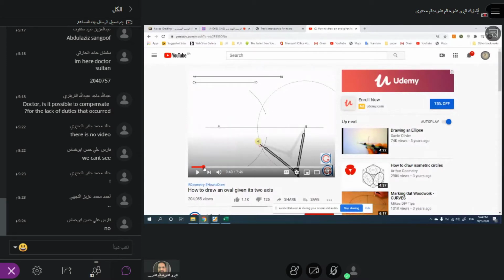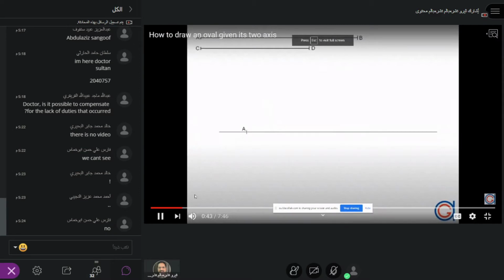So the first thing we do, first we draw the major and minor axis. Very simple. Actually, AB is the major axis, CD is the minor axis. You know what the major axis and minor axis are, right? For an ellipse, the major axis is the bigger one, horizontal, and the minor axis is the vertical one. If you remember the previous case, just listen carefully, then we'll see it.